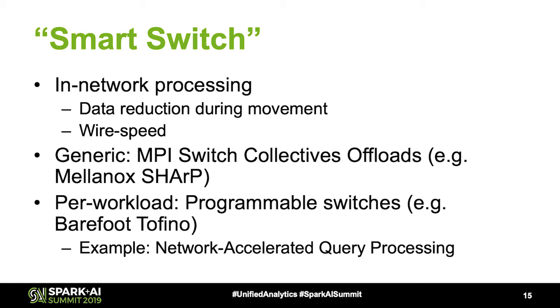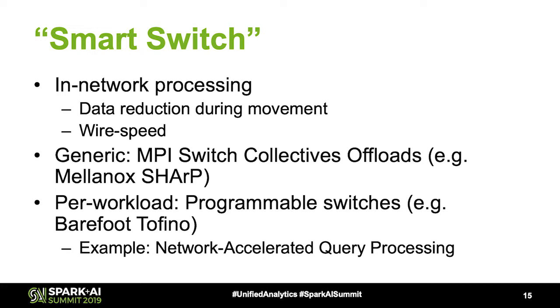In the same context, there's what's called a smart switch. A smart switch basically introduces in-network processing. So right now, we only discussed processing that happens before the data gets into the network or after it leaves the network. In the smart switch case, this is more about reduction of the data while it flows through the fabric. And the interesting thing about this is that it's done at wire speed, because we can't have the data being slowed down because the switch is doing some work on it.